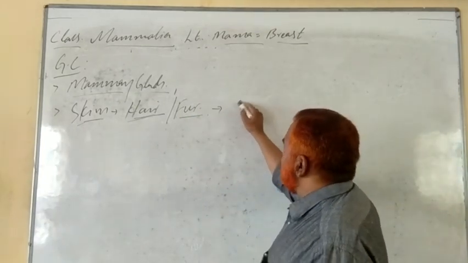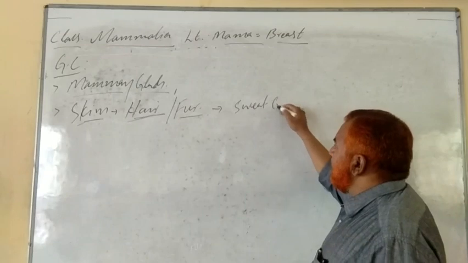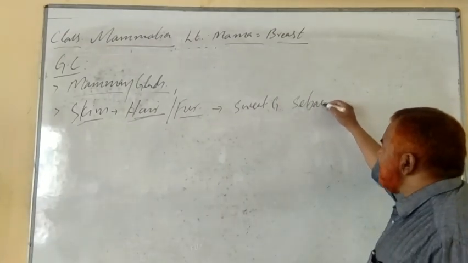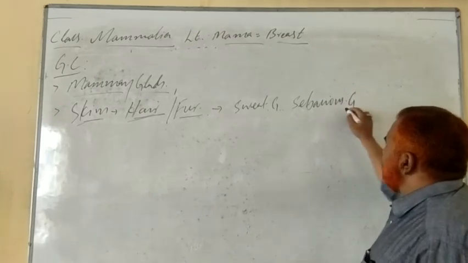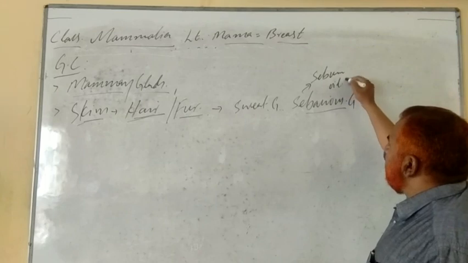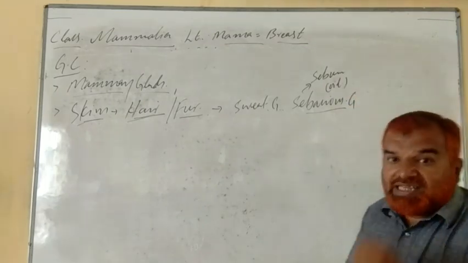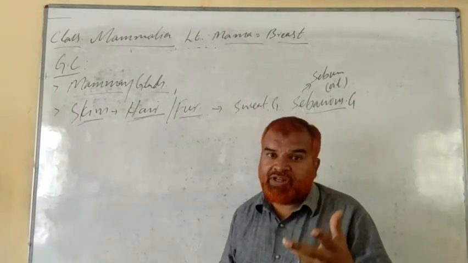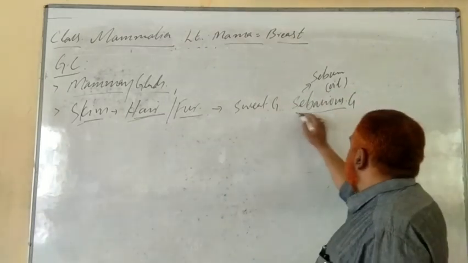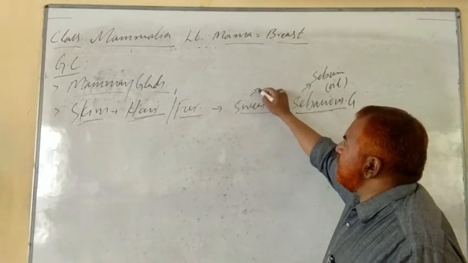Skin also has sweat glands, which produce sweat. It also has sebaceous glands. What glands? Sebaceous. It produces sebum, what we commonly call oil, sebaceous oil. Oil is produced in many places of the body.